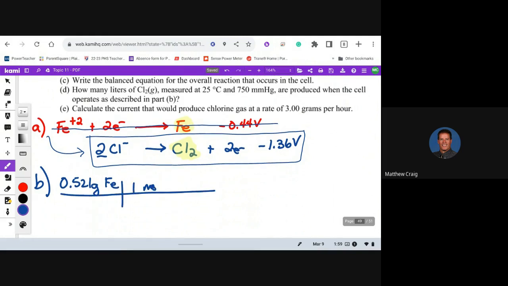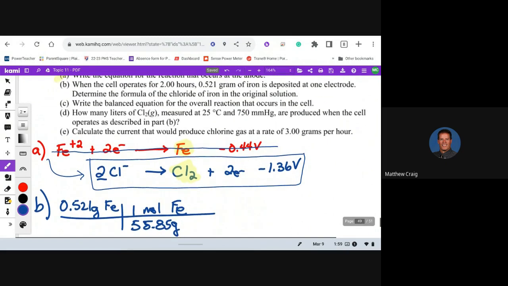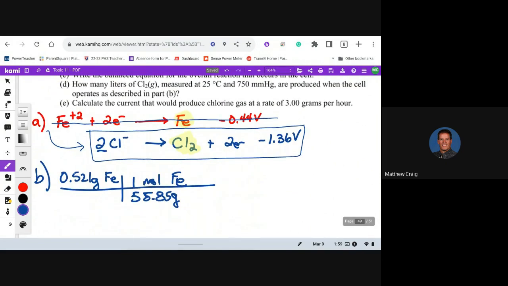1 mole of iron is 55.85. Is that right? Hang on here. Double check. Yep. Okay. And let's see. What else can we do here? Hours to seconds. Oh, yeah. Here in a second. Let's get this critter first. So 0.521. You're working faster than me. 0.009. We'll say 33 moles.